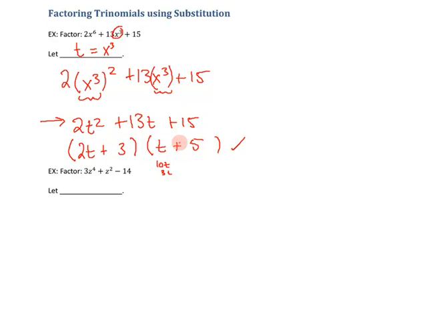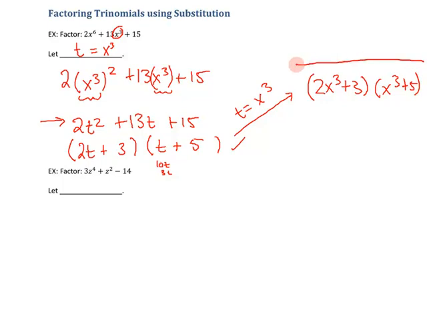But that's not the final answer, because the original problem had x's. So then you're going to let t be x cubed again, and you'll have 2x cubed plus 3 times x cubed plus 5, and you will have factored something that has x to the 6th in it. So the trick is to find a good substitution that turns it into a factoring problem that involves only squares. Then factor it and plug your substitution back in.